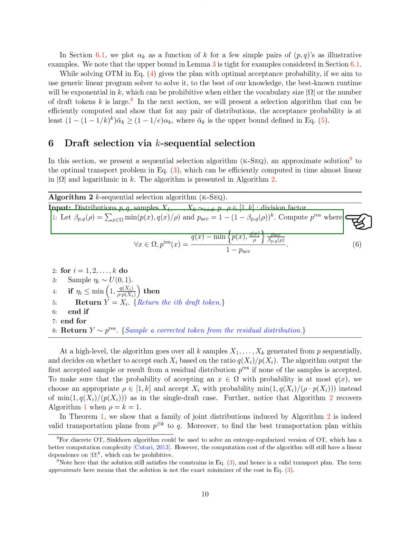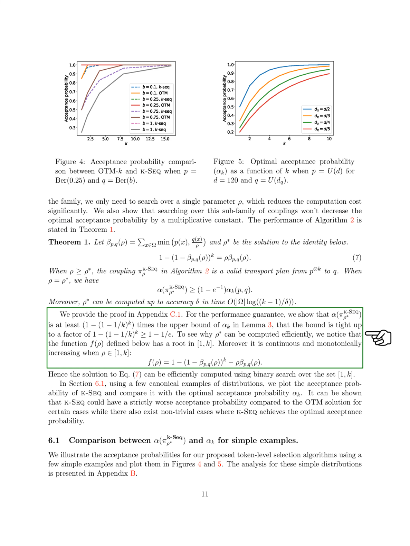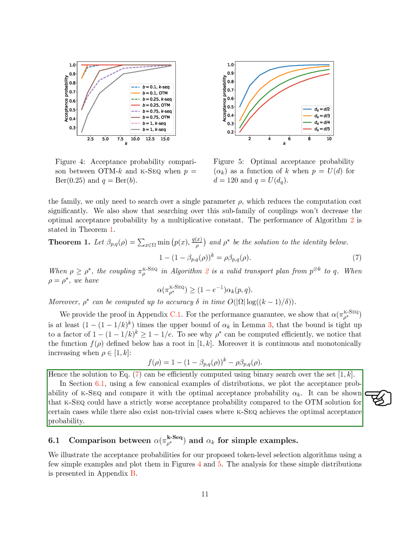We present a theorem that defines a function beta_{p,q}(rho), and a solution rho* to a specific identity. When rho is greater than or equal to rho*, the coupling in the algorithm is a valid transport plan from P to the power of k to Q. When rho equals rho*, we have a performance guarantee that the acceptance probability is at least 1 minus 1 over e times the upper bound of the acceptance probability in the optimal transport problem. The solution rho* can be computed efficiently using binary search over the set 1 to k.